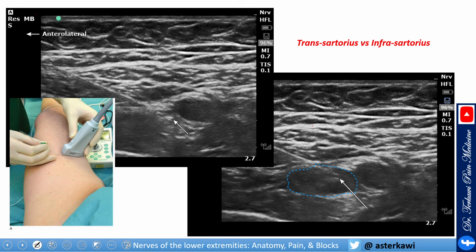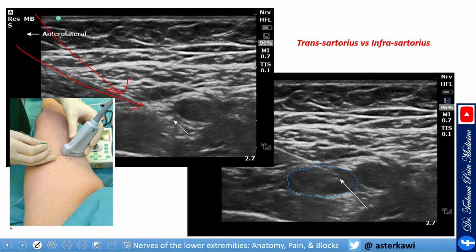So we are coming from lateral to medial. If you go through the sartorius muscle, we call that transsartorius. If you start a little bit lateral and just go underneath it, that's called infrasartorius. From my experience, it's less painful to go with the infrasartorius. It's more sensitive to go through the sartorius muscle.